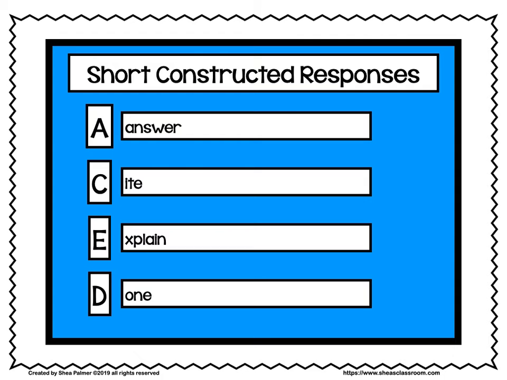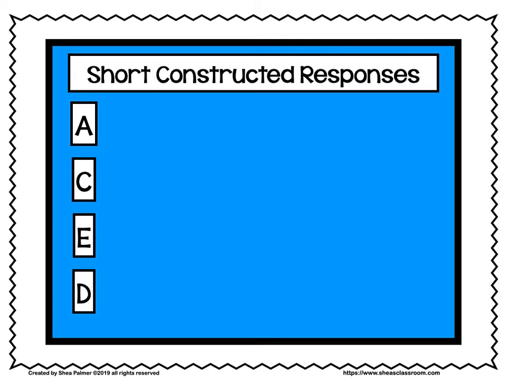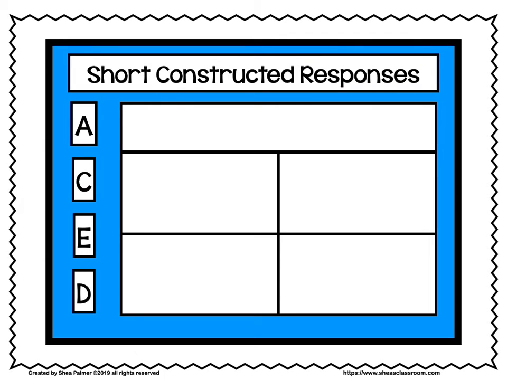Okay, let's look a little deeper. The A is my valid inference. The C, concrete text evidence. The E, the analysis of that text evidence. And the D, I'm going to circle back to my valid inference to remind my reader that's what I was proving. Okay, great. So I like to use this grid for the plan.